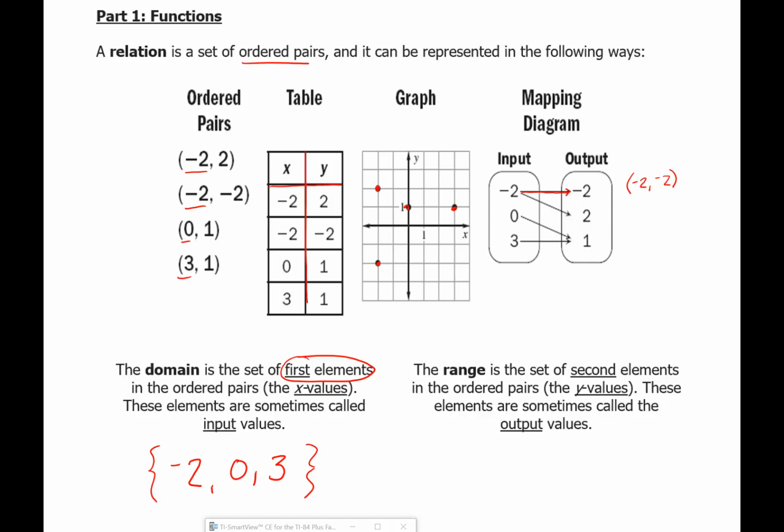The range is the second element in each of the ordered pairs. We also call these the y values a lot of times. We can write the set that is the range of a relation the same way that we write domain, where we list out all of the numbers 2, -2, 1, and 1 without repeating. And I do want to note that we are going to write them from least to greatest, left to right. So rather than starting with 2, I'm going to start with -2 because that one is the smallest. Then I'm going to say 1. I'm not going to say 1 again because that's a duplicate, and then I'm going to go back to that 2.